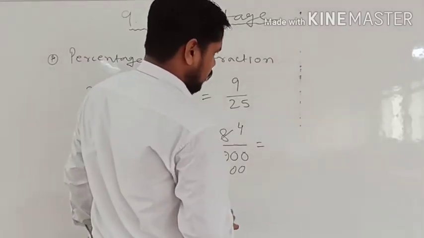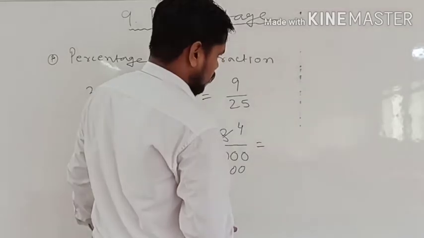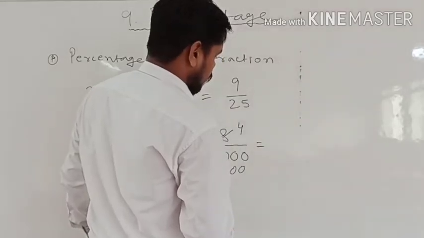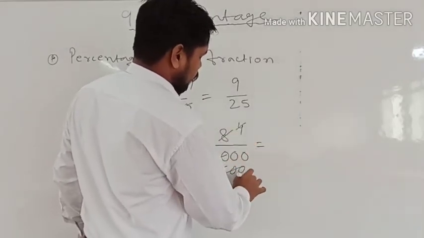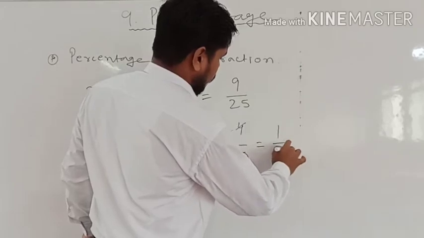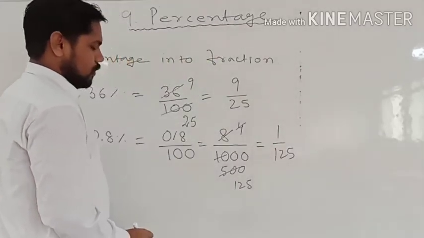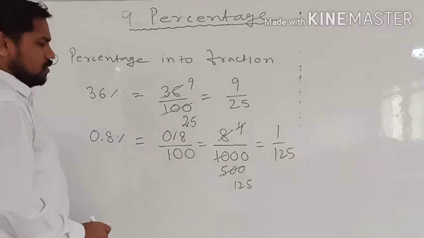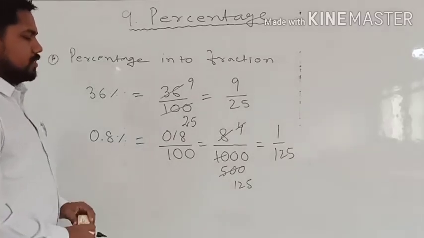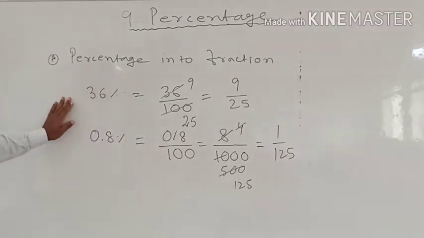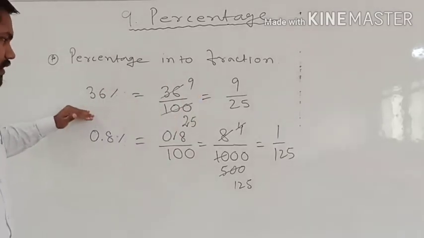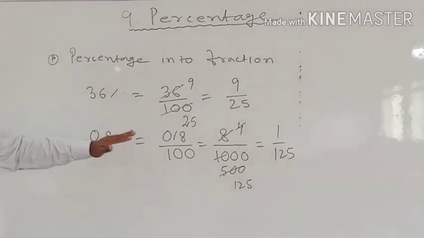4 by 500, again it will cancel. So 125 times, that means 1 by 125. 1 by 125 will be the fraction of 0.8%. So this is how, if any percentage is given and it is asking to convert into a fractional number, very simply we can convert by dividing by 100. This is the first case.